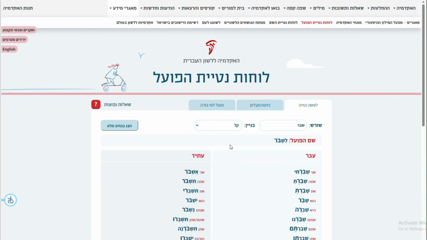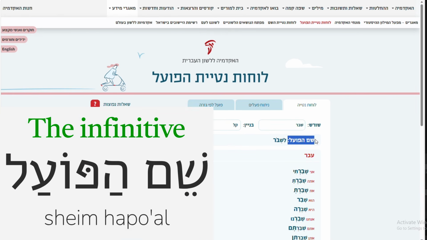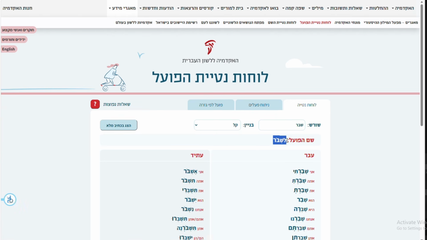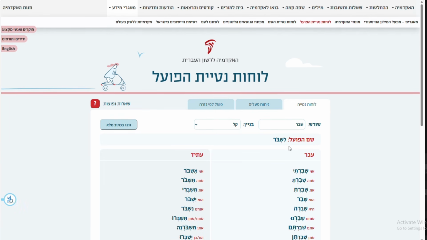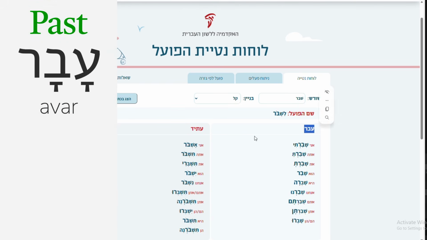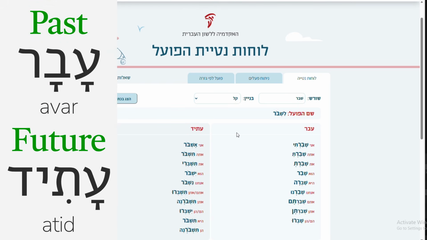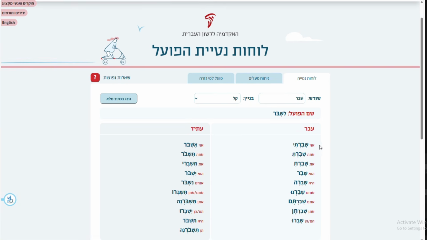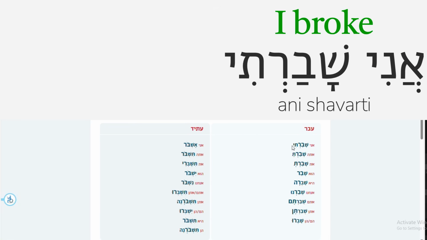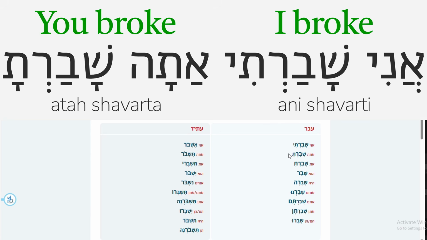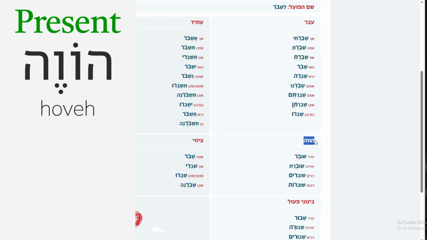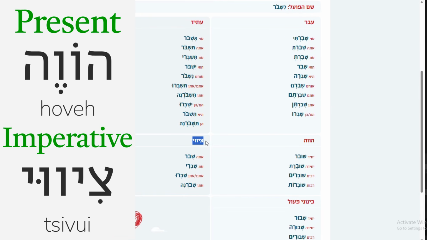And here they are. At the top, we have shem hapoal, which is how you say the infinitive in Hebrew. That's lishbor, to break. Under that, we have avar and atid, past and future. Each of these tenses have a different form for every subject. Ani shavarti, I broke. Ata shavarta, you broke, masculine singular, etc. Then we have hoveh, the present tense, and tzivui, the imperative or command form.